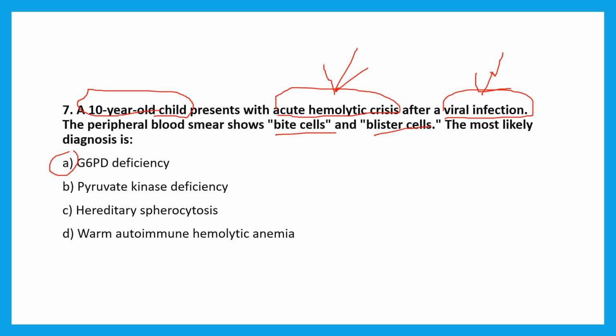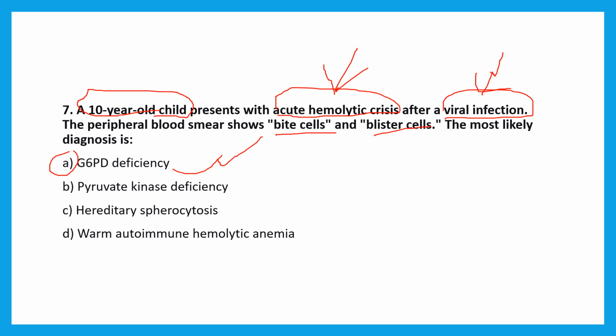Why? Look at the peripheral blood smear showing bite cells and also blister cells, which are the characteristic morphological findings of the red blood cells resulting from the splenic removal of the Heinz bodies. Okay, so that is the answer that we pick on question number 7 according to the presentation in the question.